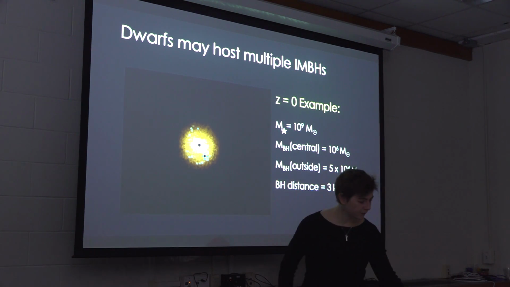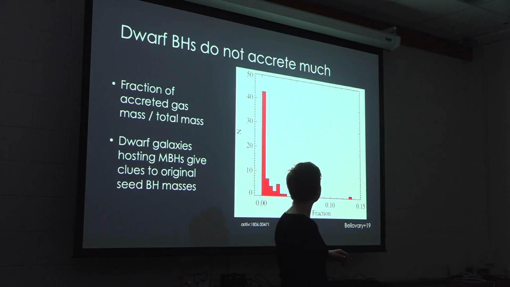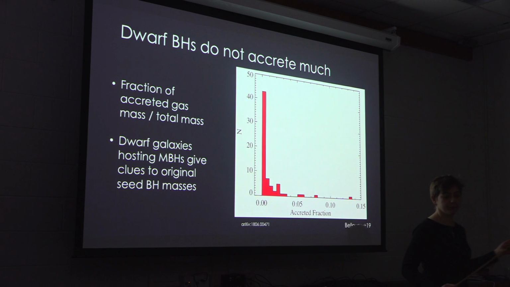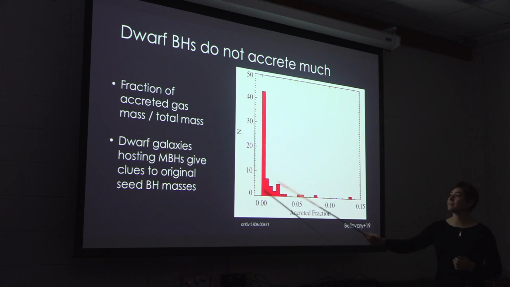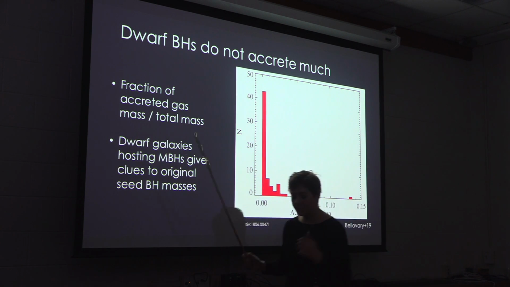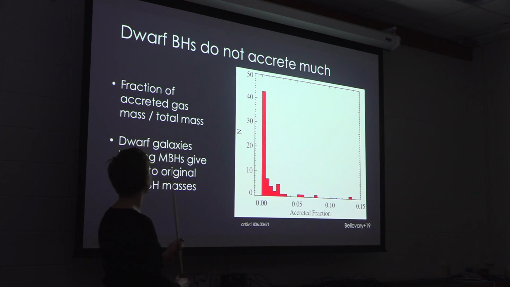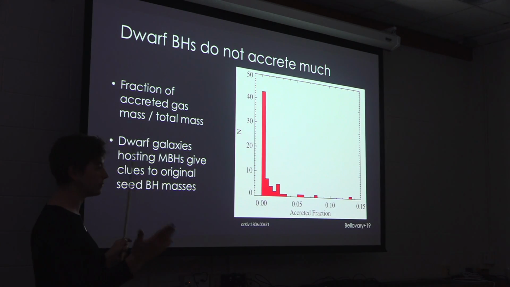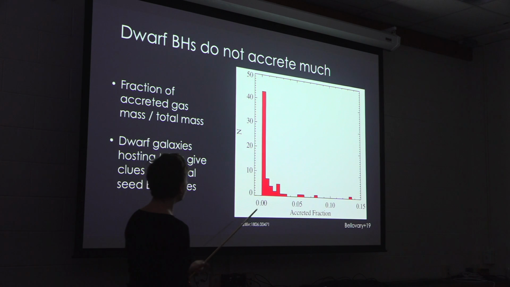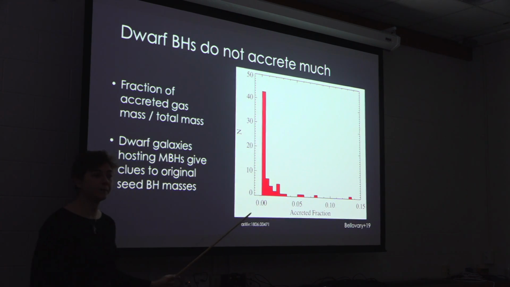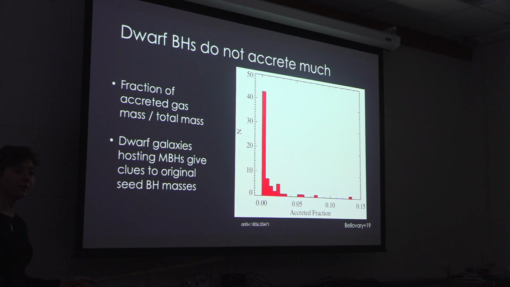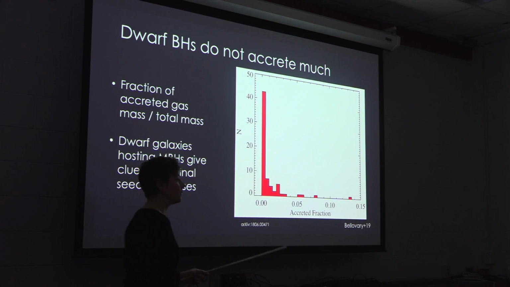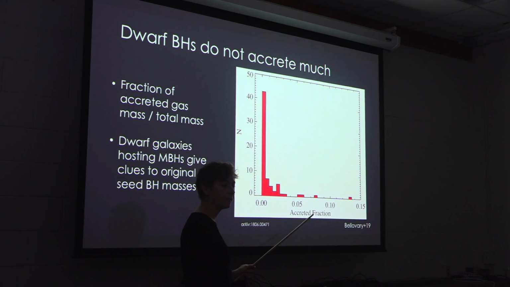So as a result of this, the black holes in dwarfs do not accrete very much. So what this histogram is showing is the accreted fraction, or basically the fraction of accreted mass of the black hole over its total mass, including the seed mass. So how much gas does it accrete compared to its entire mass? And for the most part, this accreted fraction is 0. The black holes in dwarf galaxies don't accrete much at all.